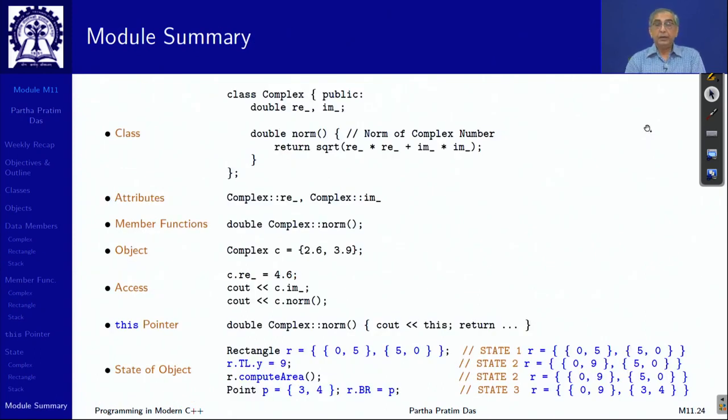These are the basic notions that we have introduced: the class, the attributes or data members, member functions, object, the access mechanism, the this pointer, and the state of the object. Very foundational notions about the whole of object oriented programming starting in C++. I hope you enjoyed that, and this will be extremely useful going forward. Thank you for your attention, and we will meet in the next module.